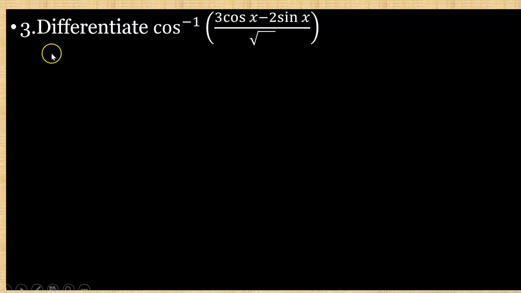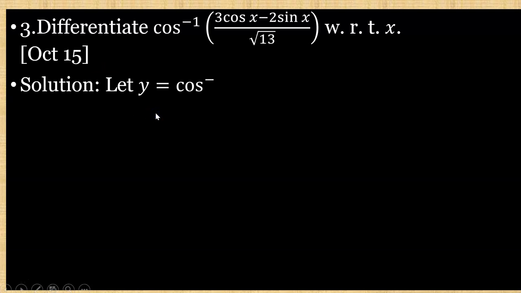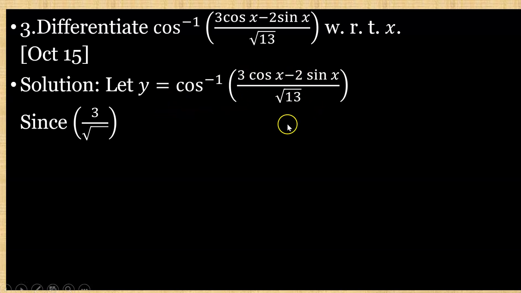Now next. Question number 3. Differentiate cos inverse of (3 cos x minus 2 sin x) upon root of 13 with respect to x. This example was asked in October 15. So the solution: let y is equal to cos inverse of (3 cos x minus 2 sin x) upon root of 13.